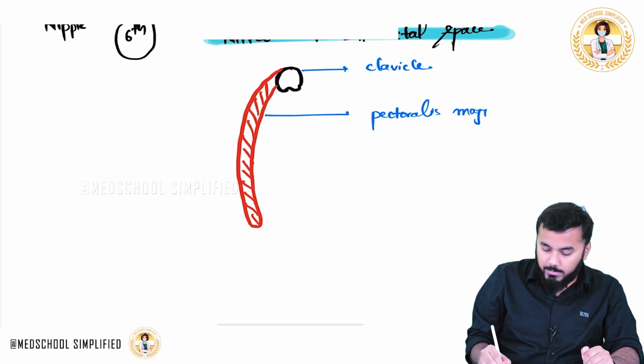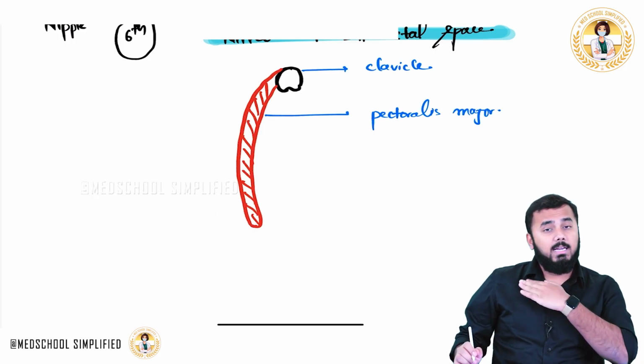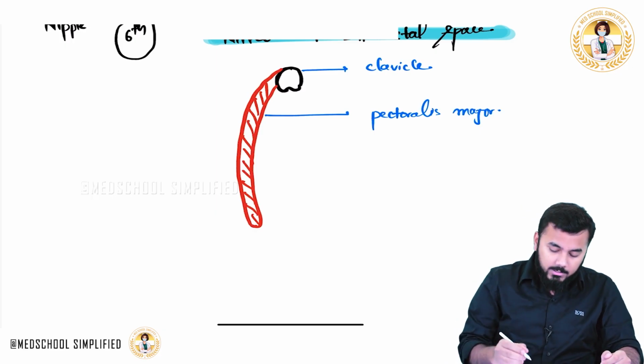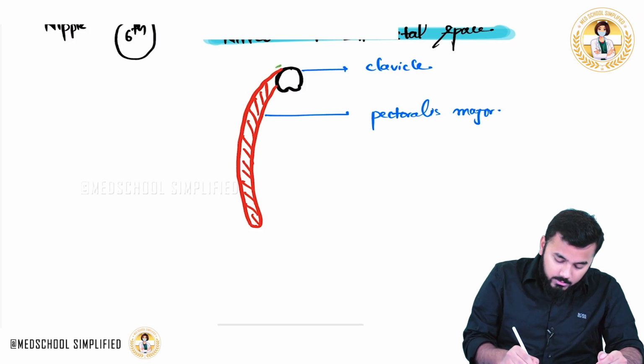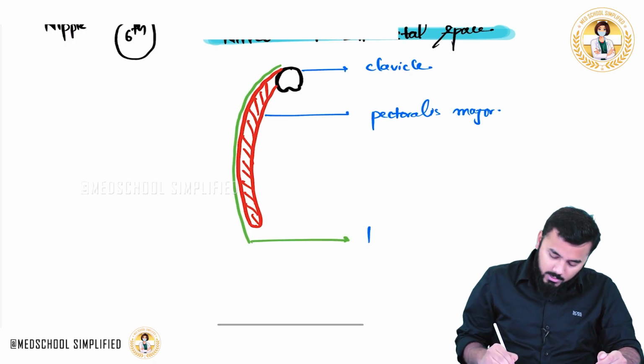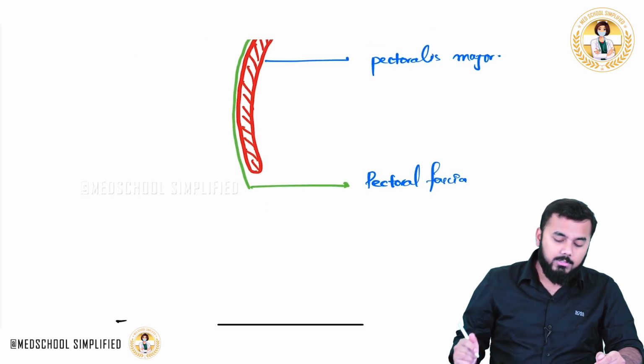Pectoralis major, right? This is the clavicle. In front of the clavicle, I have got pectoralis major. And covering the pectoralis major, what fascia do I have? What is the deep fascia? That is called the pectoral fascia, right? So this is the pectoral fascia, which is covering the pectoralis muscle.